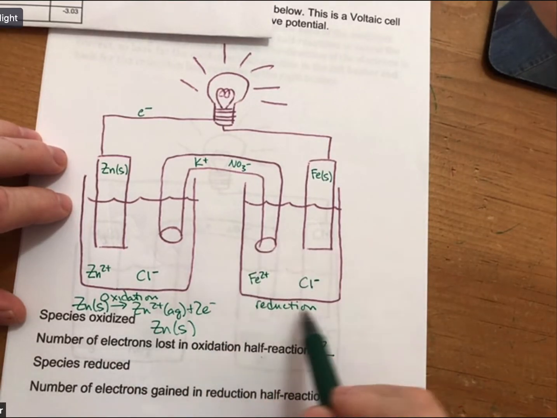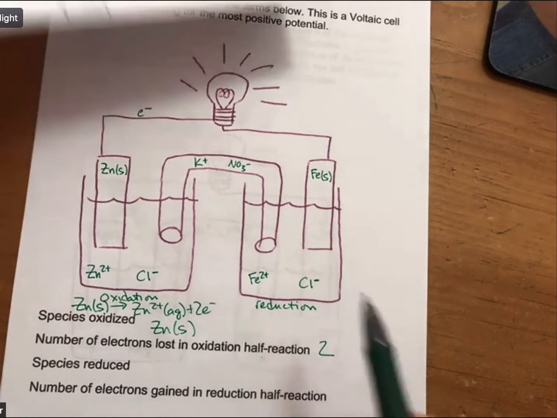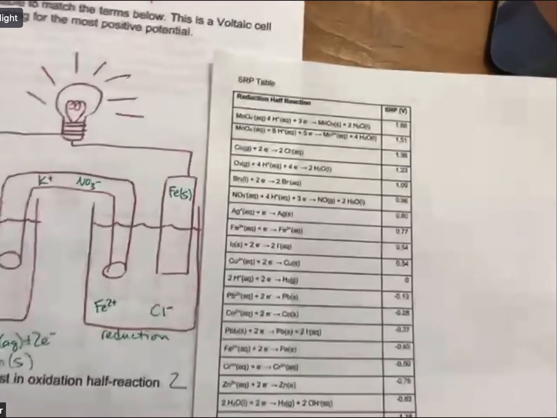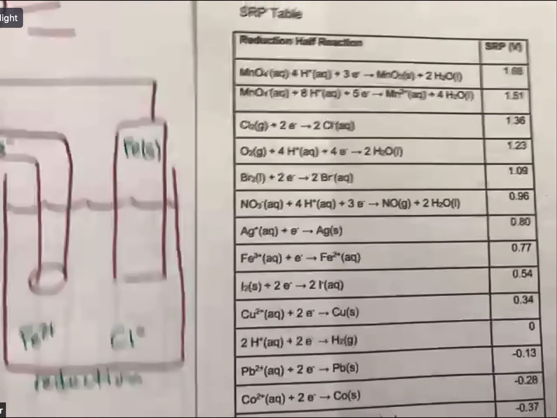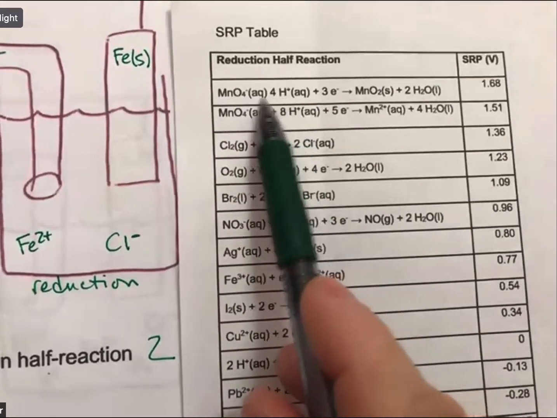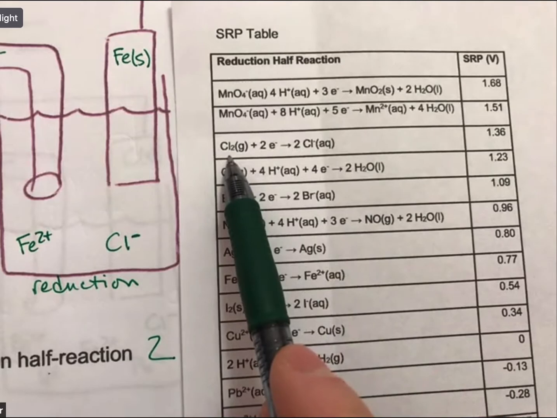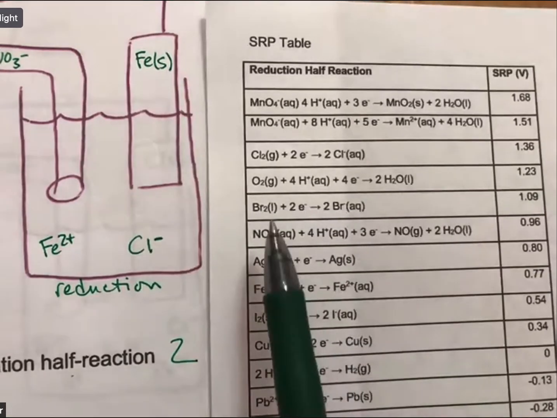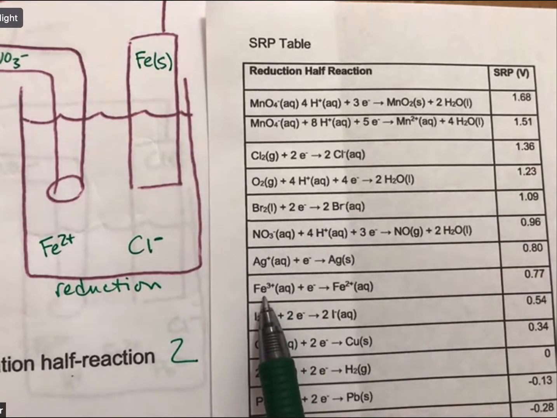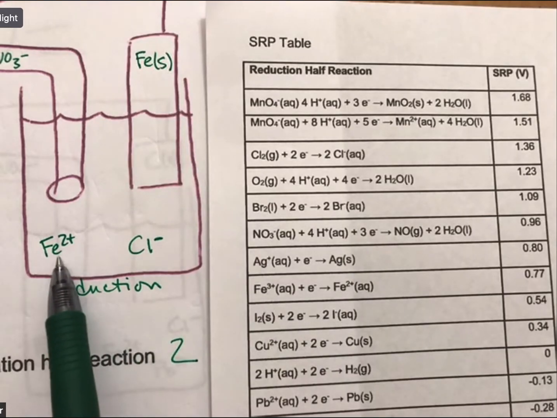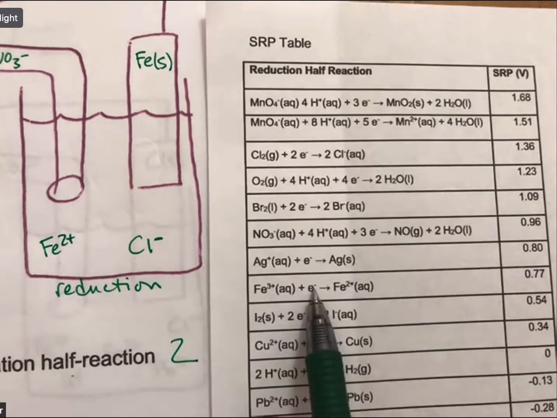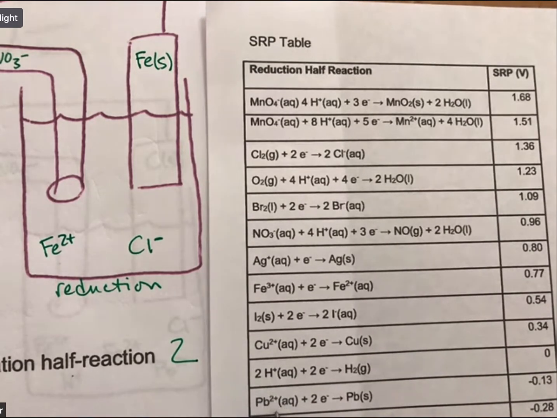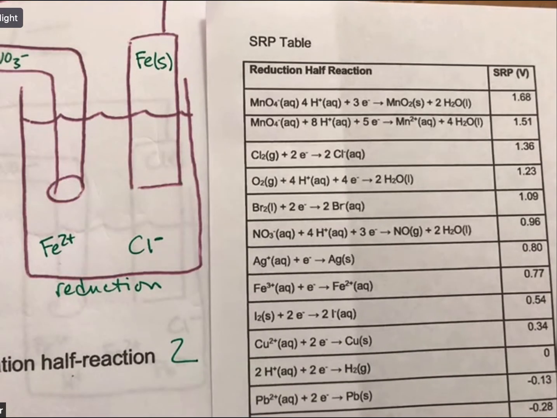We'll come over to our reduction, and in our reduction side, one way to do it is to start at the very top and see what you have. So for example, we don't have permanganate, we don't have chlorine gas, we don't have oxygen gas. Let's see, what do we have? We don't have bromine. We have Fe3+. No, we don't have Fe3+. I apologize. Can't do this one either. Don't have iodine, don't have copper 2+, don't have hydrogen ions. We do have Fe2+.